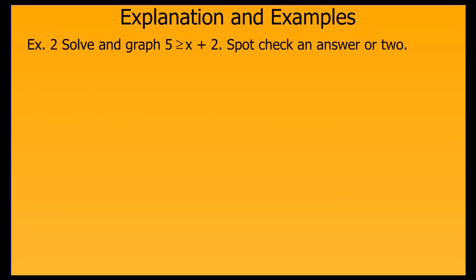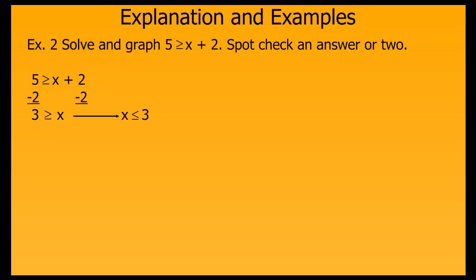Let's try another example. Solve and graph 5 is greater than or equal to x plus 2. Again, we solve just like with equations. In this case, we'll subtract 2 from both sides. But notice that the x is on the right side of the inequality. That's fine, but it sometimes confuses students in figuring out which way to shade.